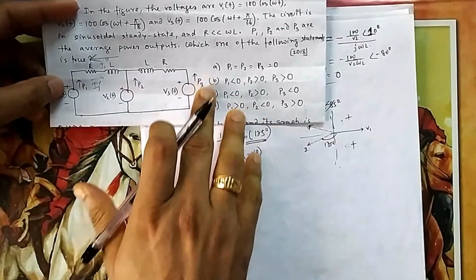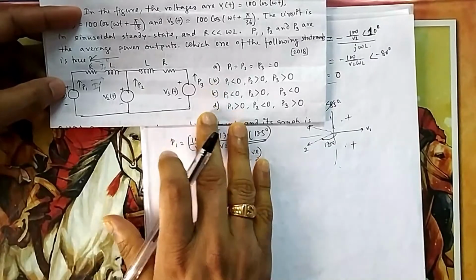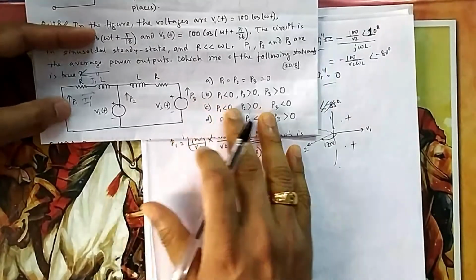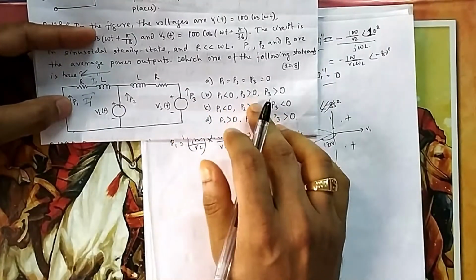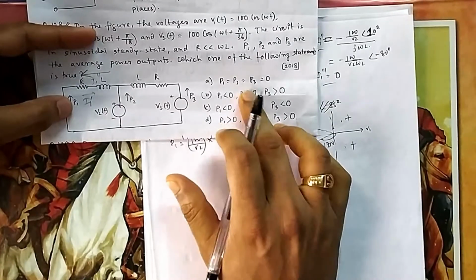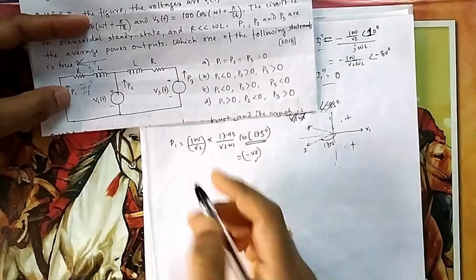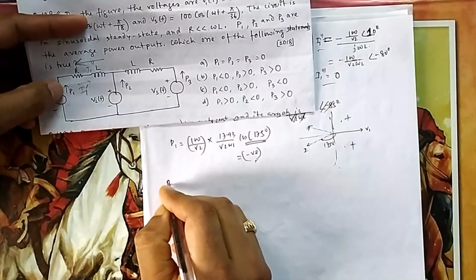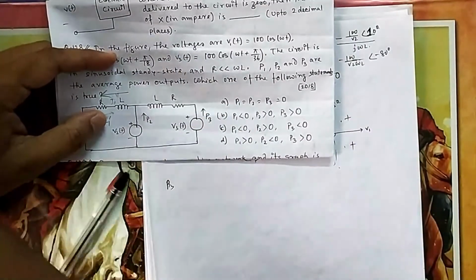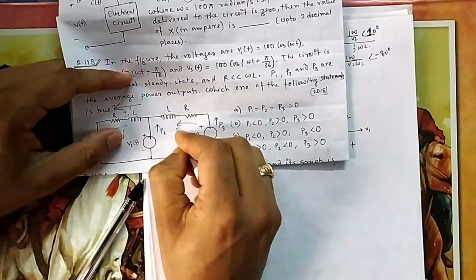So from the options, B and C remain, so already A and D are gone. Now for B and C, if I check P2, in both of these it is positive. So I will not check P2, because with P2 I will not get any conclusion. So let me check P3, in the same fashion. So for P3, let me again consider this is I3. This is my standard I3.